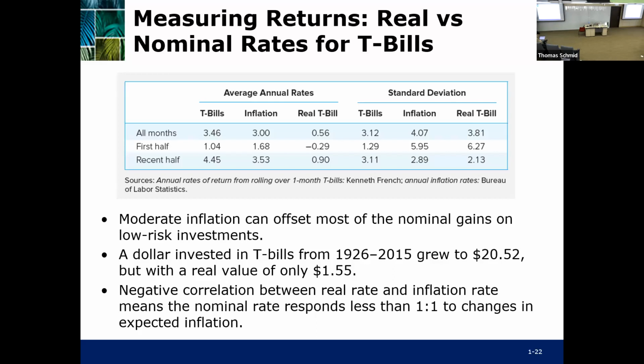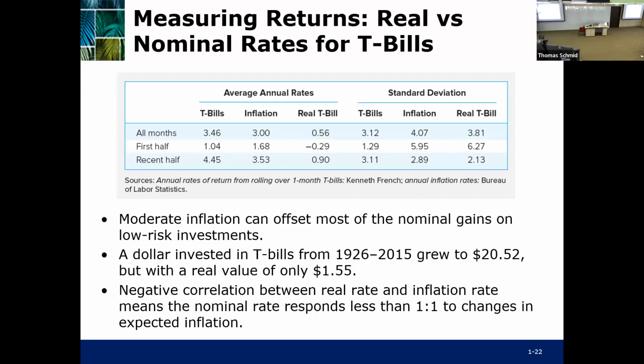So it seems like an extreme increase, from $1 to $20. But most of that increase over that 90-year period was driven by inflation. Because if you look at the real terms, the $1 only grew to $1.55. Over these long time periods, there's really a big difference between nominal rates of return and real rates of return.